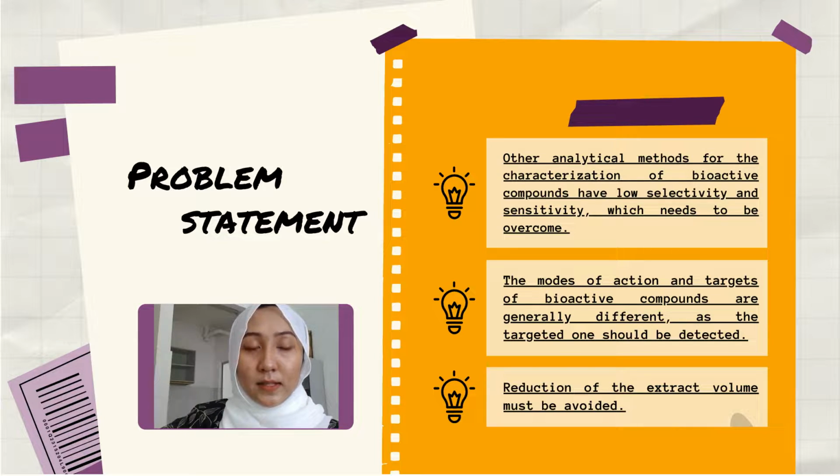The third is that reduction of extract volume must be avoided when it undergoes the characterization process. In this case, it will give a big impact to the end product, as the extract volume will be reduced by using other analytical methods such as NMR. NMR spectroscopy requires more extract volume for the characterization of proton and also carbon. And then UV Vis spectroscopy only requires less extract volume.